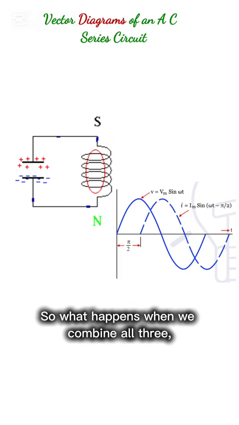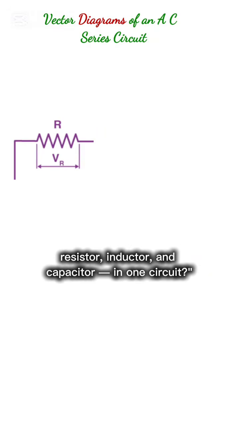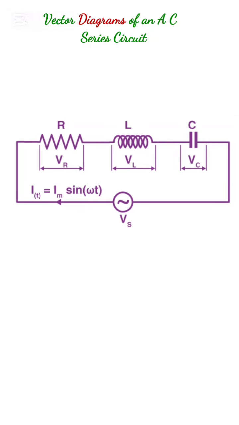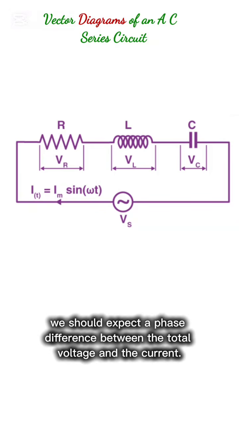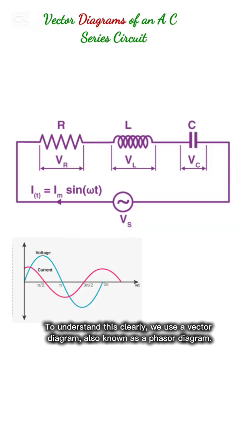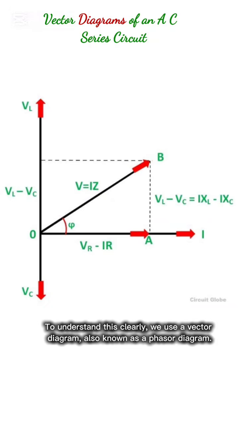So what happens when we combine all three, resistor, inductor and a capacitor in one circuit? We should expect a phase difference between the total voltage and the current. To understand this clearly, we use a vector diagram, also known as a phasor diagram.